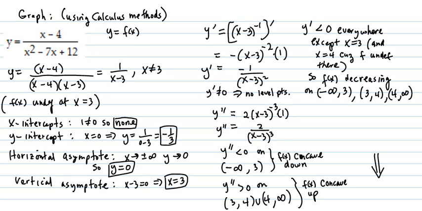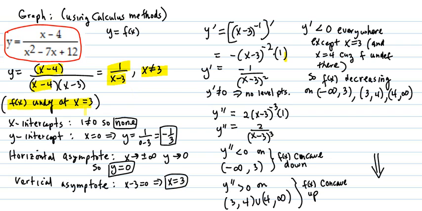We're going to graph using calculus methods this function right here. So this one does simplify down. When you factor out, these two cancel out, and so you get that the function is actually equal to 1 over x minus 3 as long as x is not equal to 3. So f of x is undefined at x equals 3.